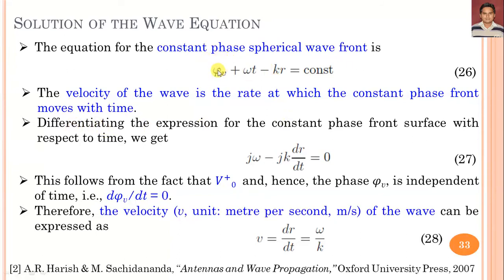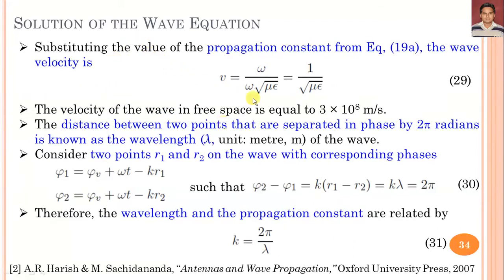del phi upon dt equal to 0, and we get j omega minus jk dr upon dt equal to 0 from equation 26. So the velocity of the wave can be expressed as v equal to dr upon dt, which is equal to omega by k. Here r is the radial distance and t is the time. So the ratio of radial distance to time is called the velocity, v equal to dr upon dt equal to omega by k. This is the important expression for the calculation of the wave velocity.